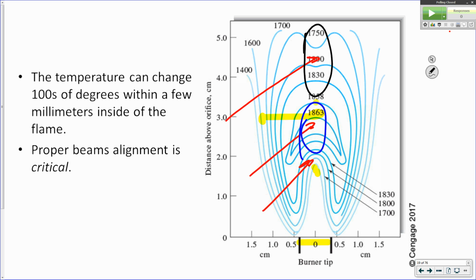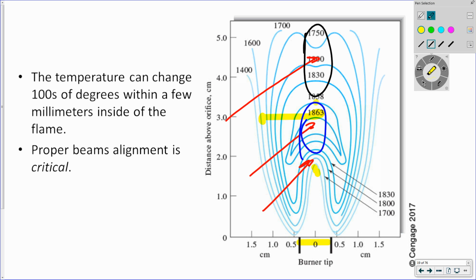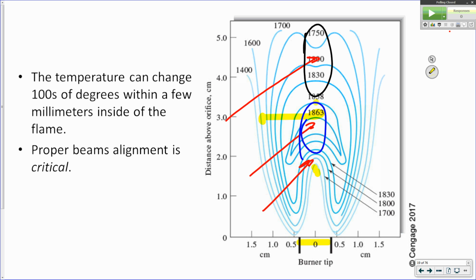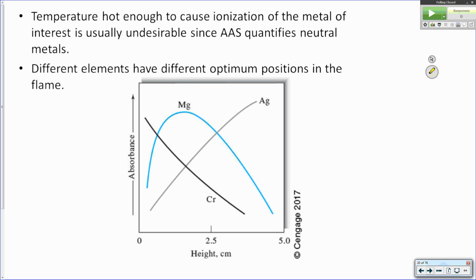And alignment is one of the things that's absolutely critical. You've got to know where to put the beam inside of the flame, and I'll show you that when we do our experiment next week. If temperatures are too hot, it can cause the ionization of the metal of interest. And in atomic absorption spectroscopy, we're trying to quantify the neutral metal atoms.